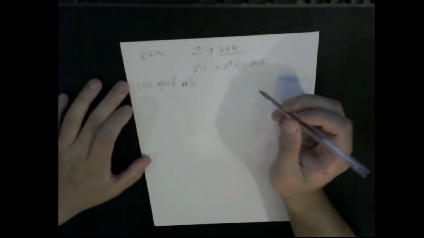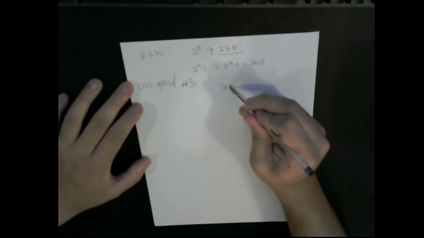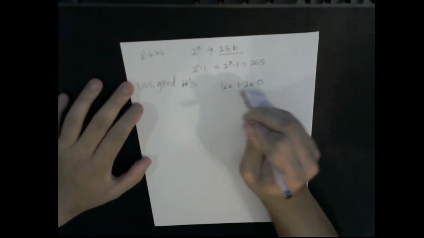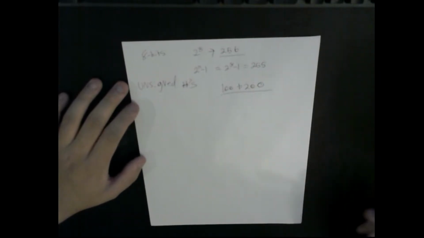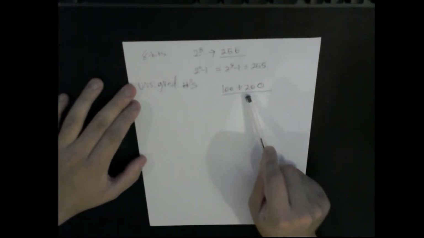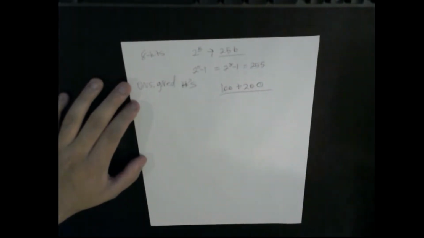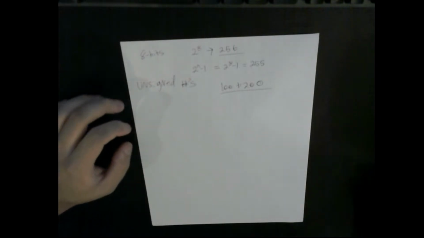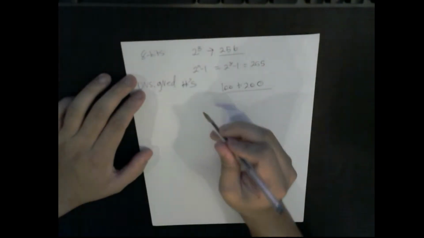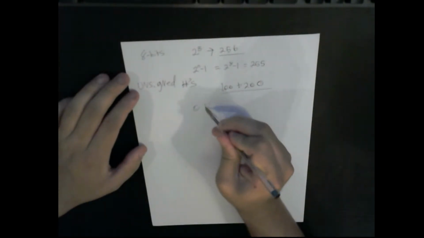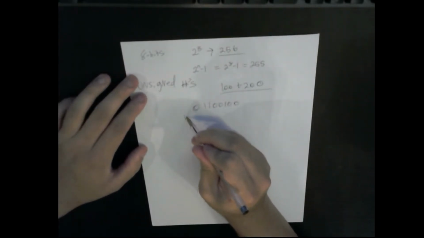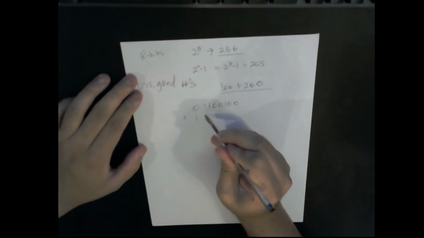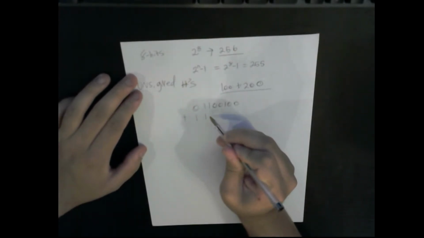So let's say I want to add 100 plus 200. You can already probably see this is going to be a problem, because 100 plus 200 is 300, and that's greater than 255, which is bad. So let's see what's going to happen here. 100 in binary is this, plus 200 in binary is this, if we have 8 bits available.